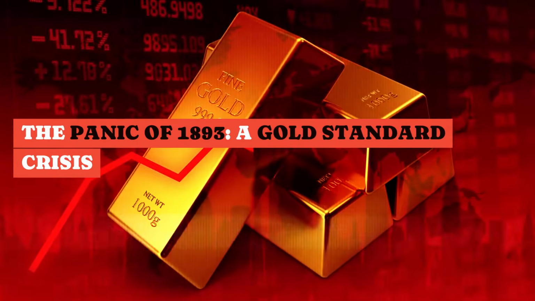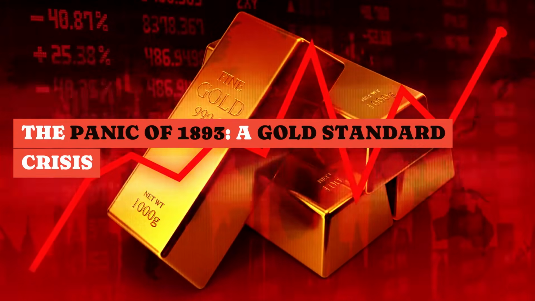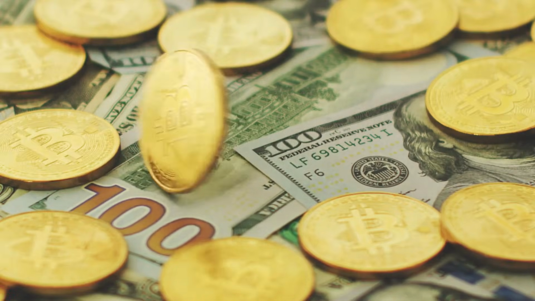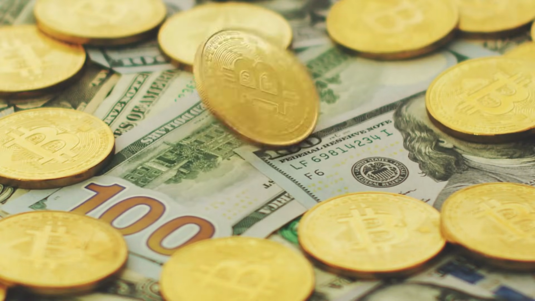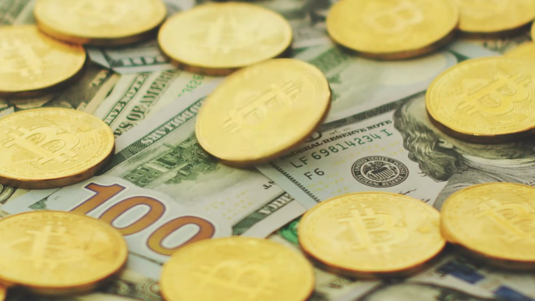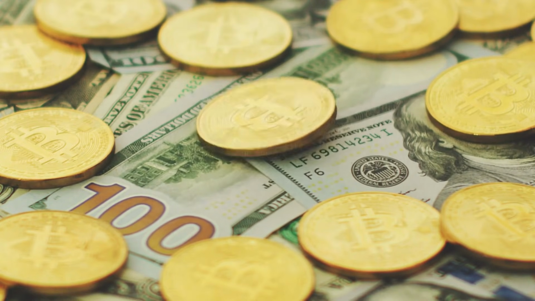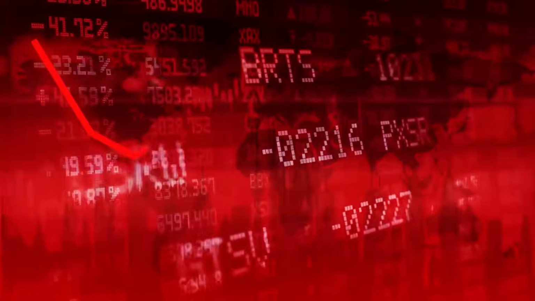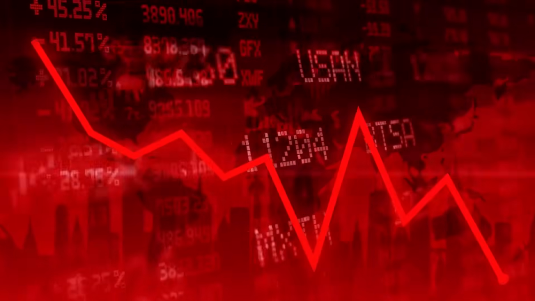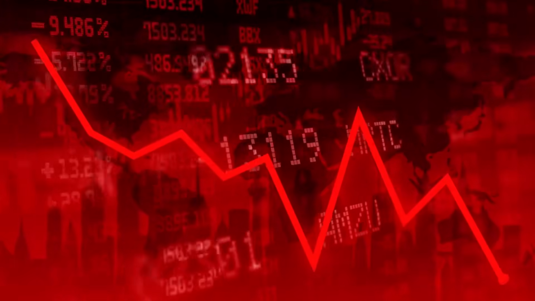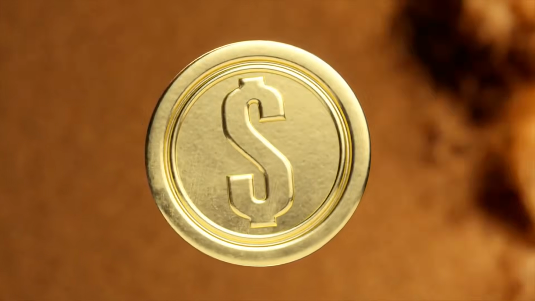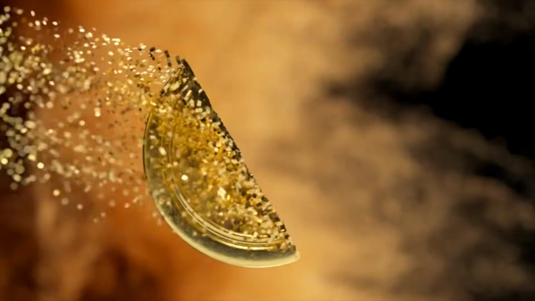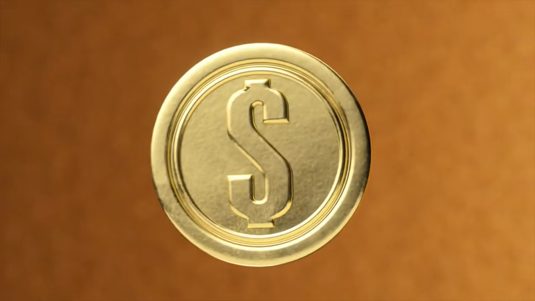The Panic of 1893, a gold standard crisis. The Panic of 1893 was one of the most severe financial crises of the late 19th century and was primarily driven by the collapse of railroad companies and the depletion of gold reserves. The United States was on the gold standard at the time, which meant that the supply of money was limited by the amount of gold held by the government. When investors began to fear that the country's gold reserves were running low, there was a mass withdrawal of gold from the Treasury, which further strained the economy.